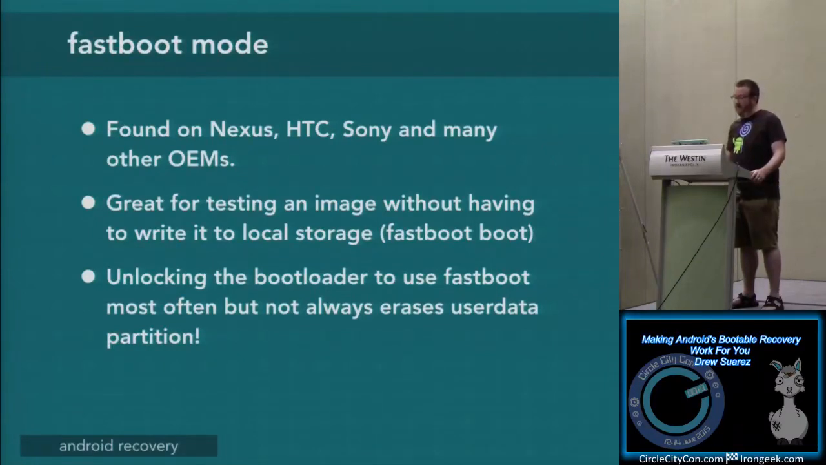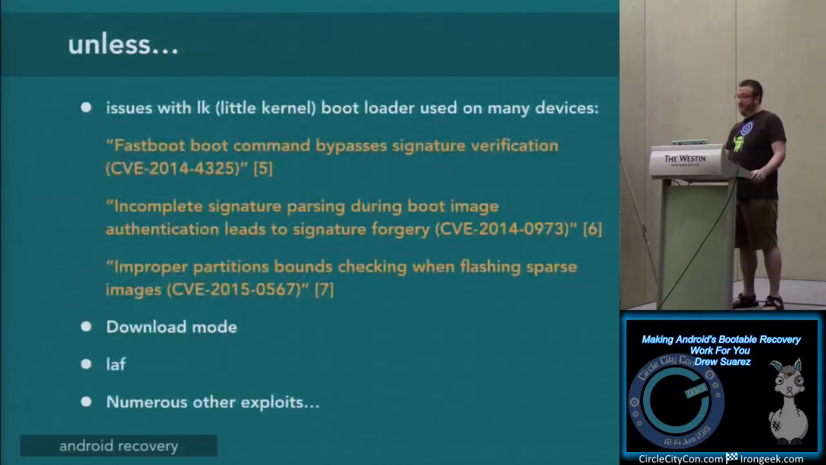And unfortunately, unlocking the bootloader to use fastboot most often, but not always, erases the user data partition. That is unless you're using something with published CVEs and problems, like Little Kernel. So Little Kernel is a Qualcomm bootloader. It's shipped on lots and lots of devices. And there's been some pretty serious problems with this. So I've called out these CVEs. You can research these. Most of these have been patched at this point on shipping devices, but with Android, when a device comes out, a lot of times it's just abandoned. It doesn't get updates. So these things live for a very long time in the wild.